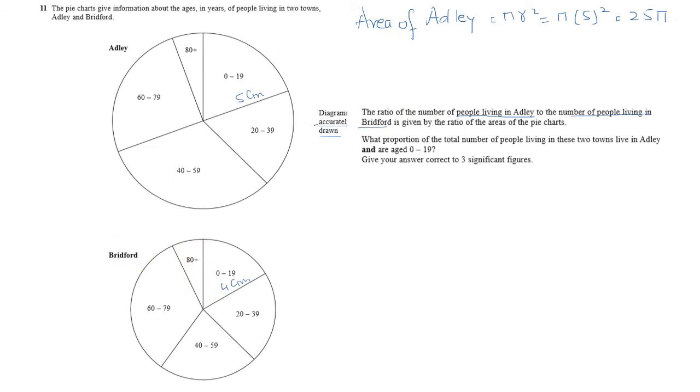And the area of Bedford is pi 4 squared, so that is 16 pi. So this area is 25 pi and this area is 16 pi.